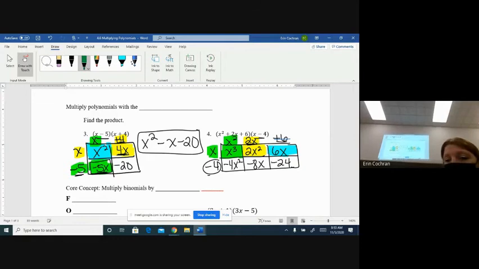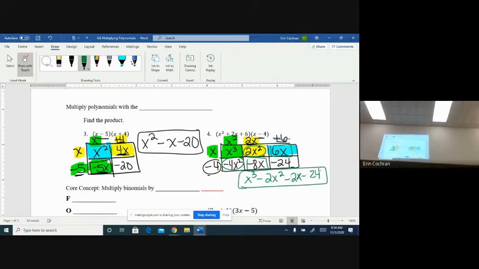Yep. So x cubed, can I combine with anything? Nope, so it stays. What about 2x squared is alike with what? -4x squared. And what's 2x squared minus 4x squared? -2x squared. And then 6x and -8x is -2x. And then we have minus 24. And there you go.